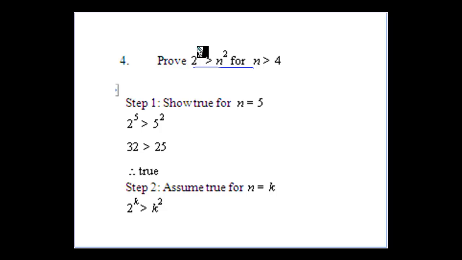So looking at the next one: 2 to the power of n is greater than n squared for n greater than or equal to 4. So this is not going to work for 1, 2, or 3.